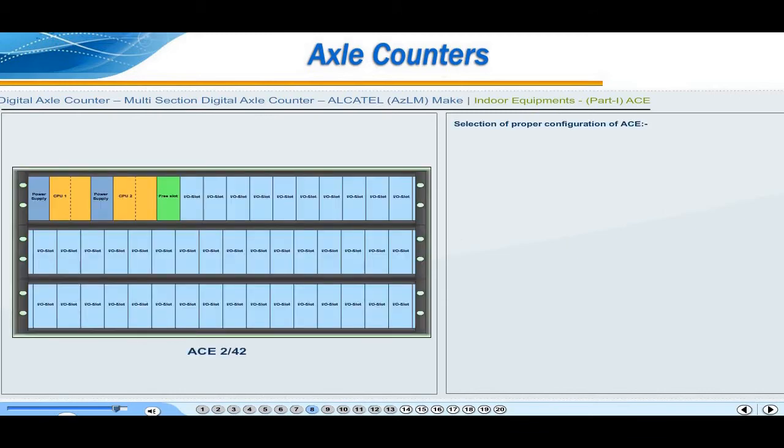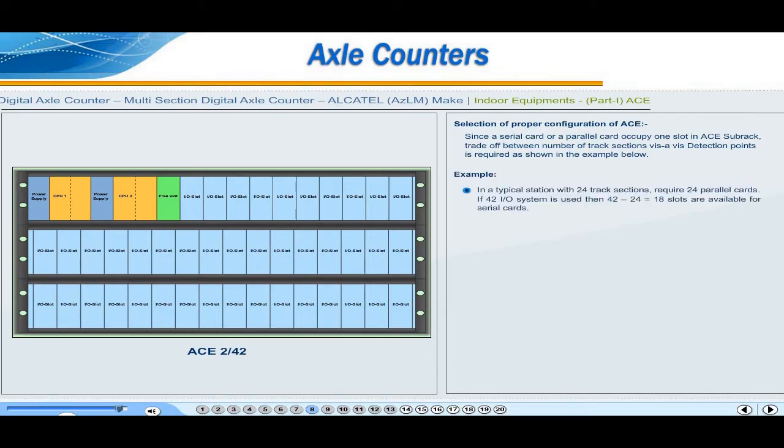Selection of proper configuration of ACE. Since a serial card or a parallel card occupies one slot in the ACE subrack, a trade-off between the number of track sections vis-a-vis detection points is required, as shown in the example below. A typical station with 24 track sections requires 24 parallel cards. If a 42 input-output system is used, then 42 minus 24, which is equal to 18 slots, are available for serial cards. As each serial card can supervise two detection points, the above system can serve 18 into 2, which is equal to 36 detection points.